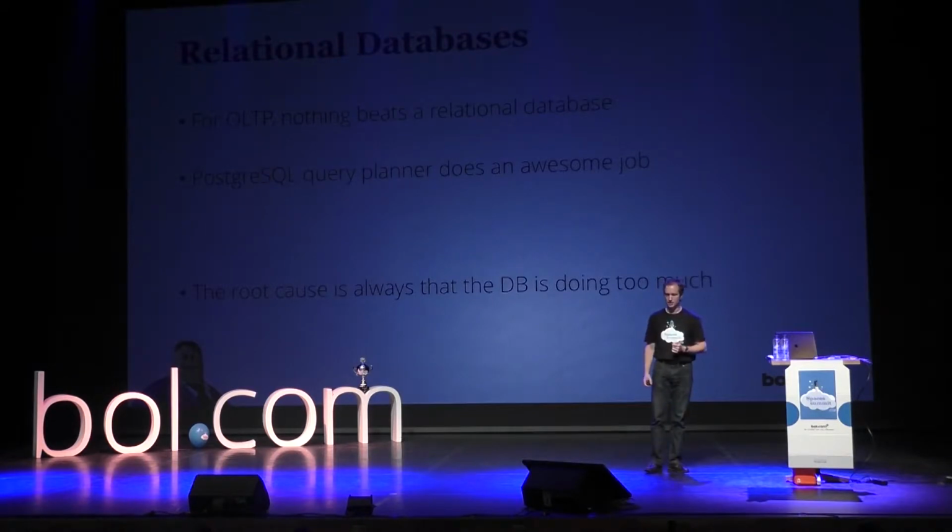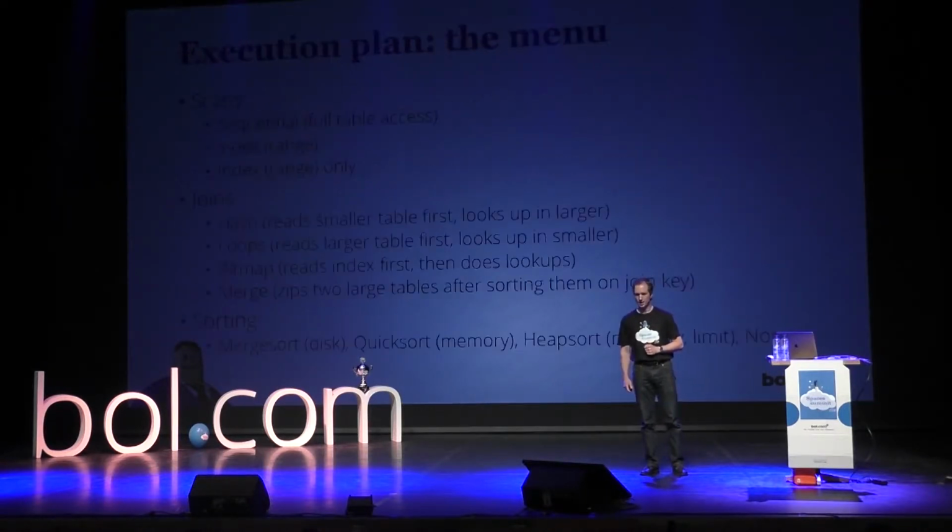Okay, relational databases. That's the main topic. And for online transaction processing, nothing beats a relational database. I mean, they're that good. They've been in development since the 70s. They have query planners that decide exactly what to do with the query, how to look it up. PostgreSQL does a very good job of it. And that also means that the root cause of a query problem is that the database is doing too much.